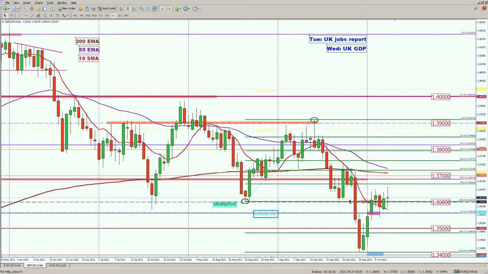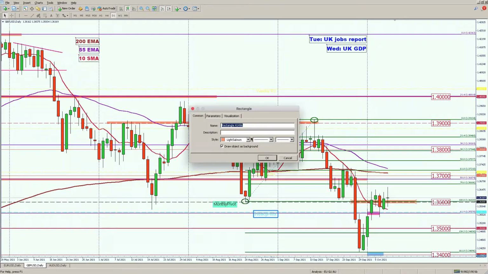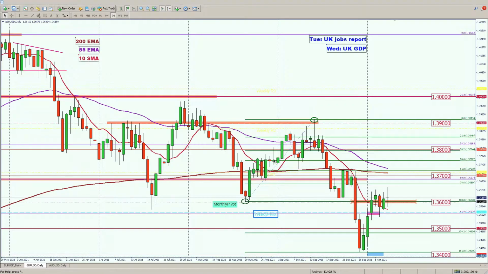Let's change this now to possible support. And this zone here, next level of support will be at the 138 fib extension, just below the 135, this zone. And this area here at the 50 fib is going to be a key resistance zone.